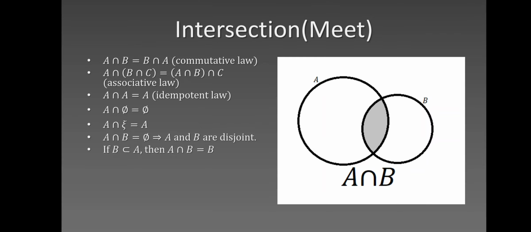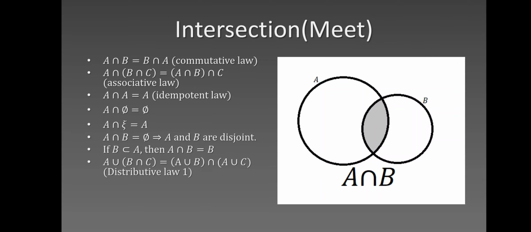Then if B is a subset of A, then A intersection B is equal to B. Again, pretty obvious. B is completely inside A, and that means what? B is completely common to both A and B. So therefore A intersection B will be B.